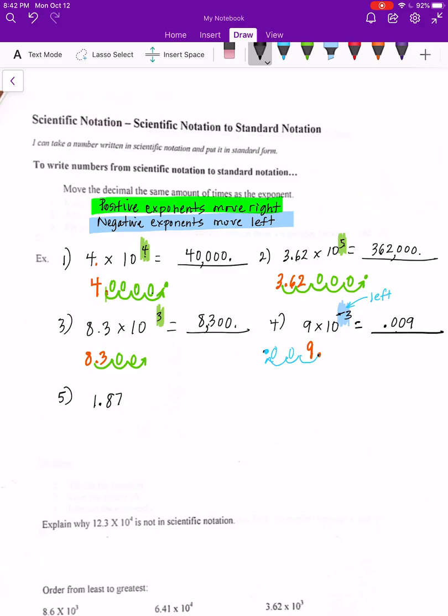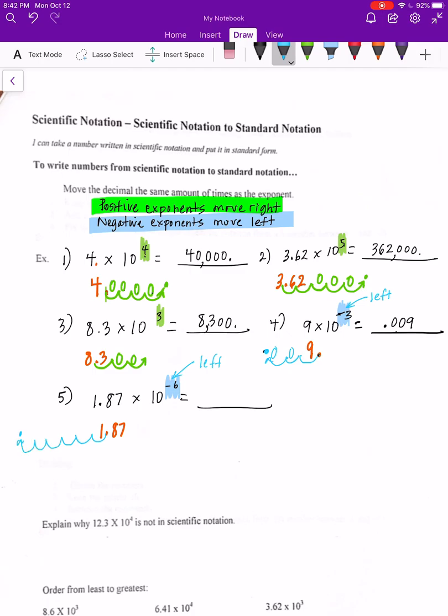1.87 times 10 to the negative 6th power. So once again, it's a negative. So of course this negative to me screams left, left, move it left. So I take my number 1.87 and I move it left 6 times. 1, 2, 3, 4, 5, and 6.